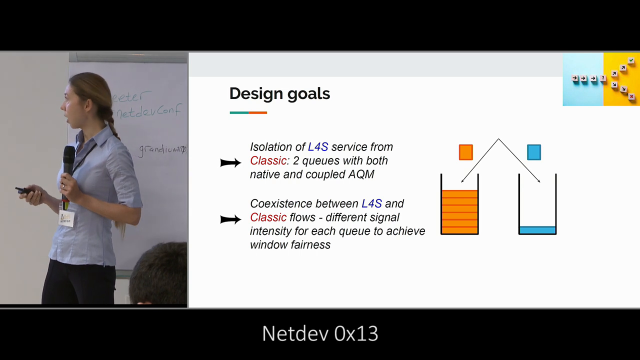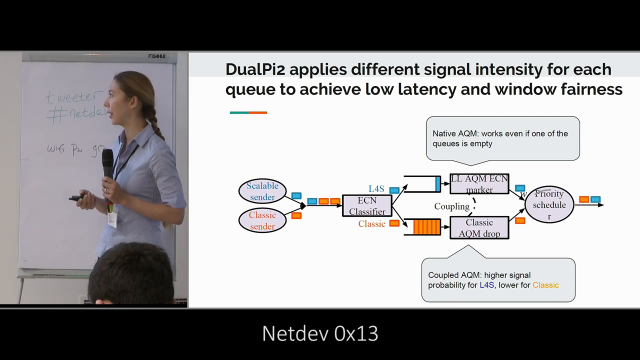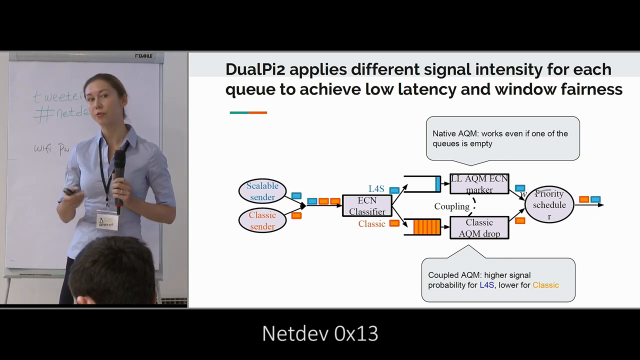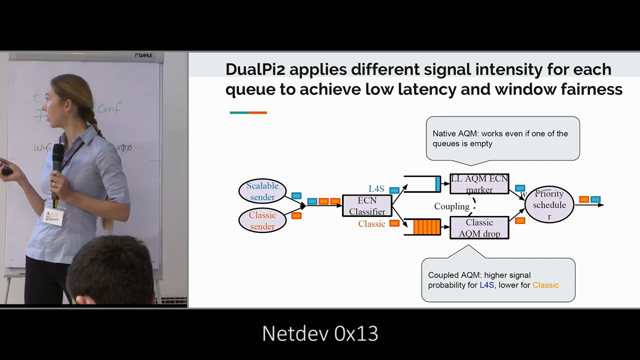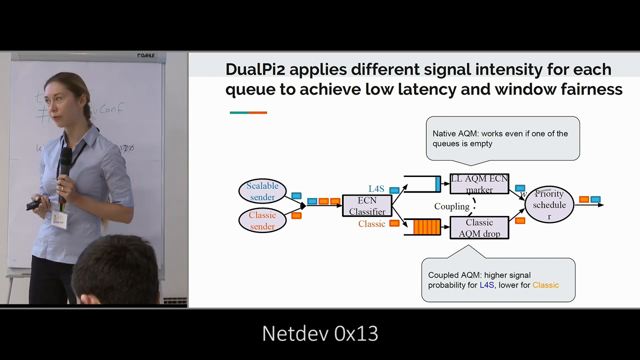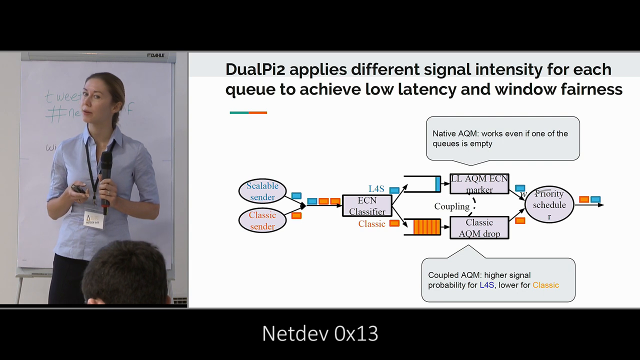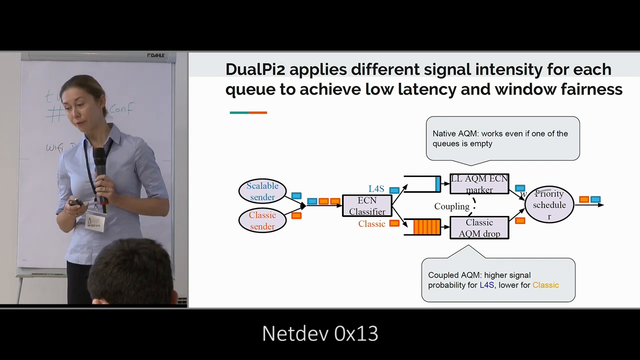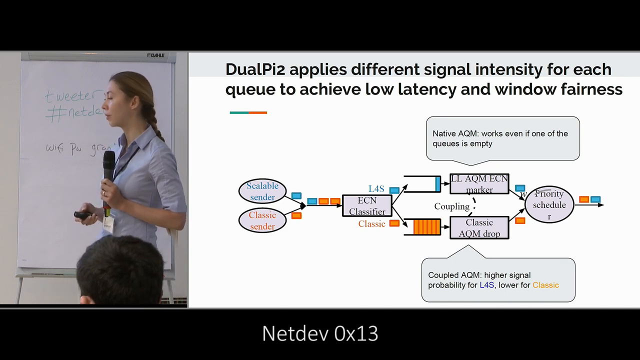This figure again shows in a more simplified form how the AQM works. We have two types of traffic, and we use the ECN classifier to decide which queue each type of traffic is placed into. Each of the queues has a native AQM that ensures that each queue gets scheduled even if there is no traffic in the other queue. Then we have a coupled AQM which applies higher signal probability for the L4S queue, because the traffic is more aggressive, and lower probability for the classic queue.